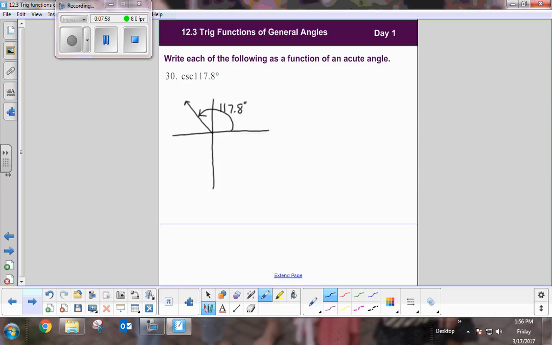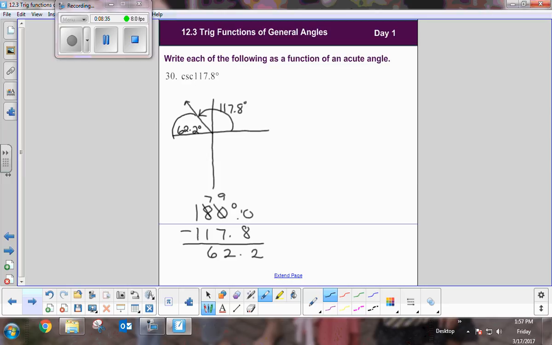So that's my angle, not to scale, 180 degrees minus 117.8 to find my reference. So my reference angle is 62.2 degrees. Did you all agree? Right? So what is the final answer? Anybody? Maddie, do you know? If the reference angle is 62, what is this?